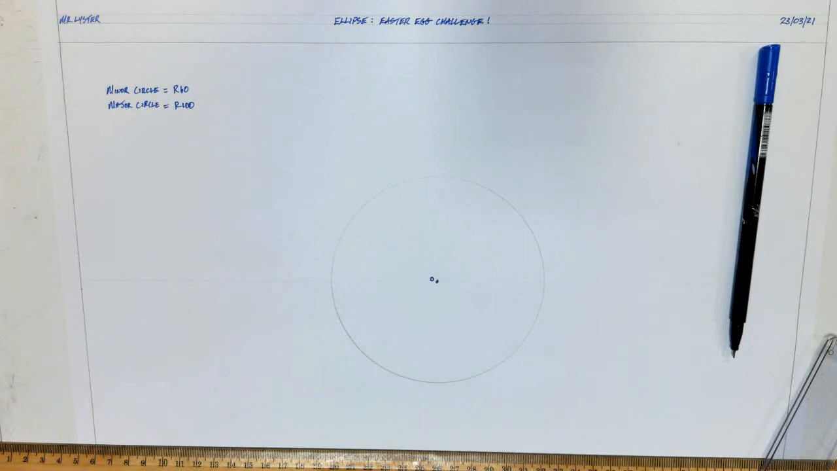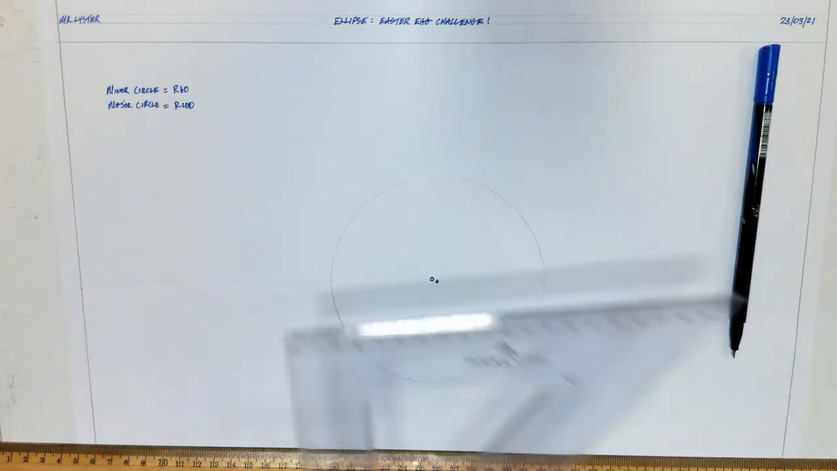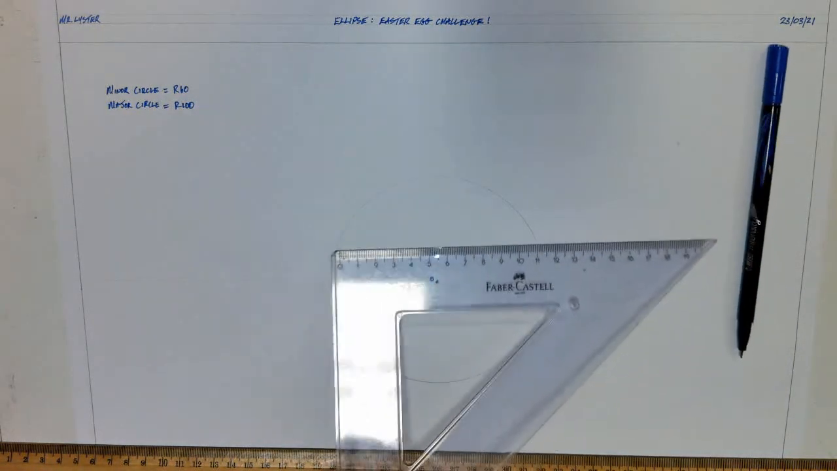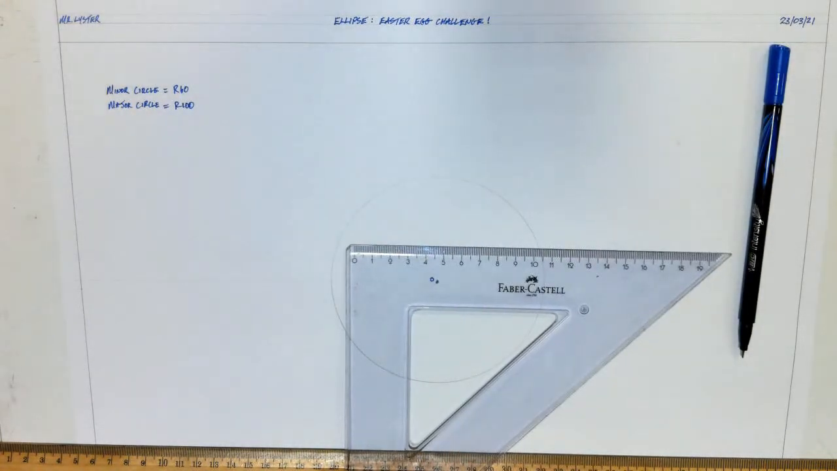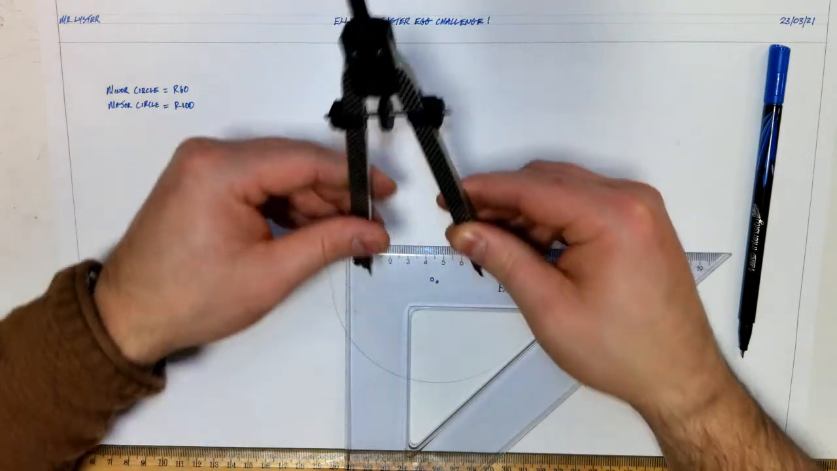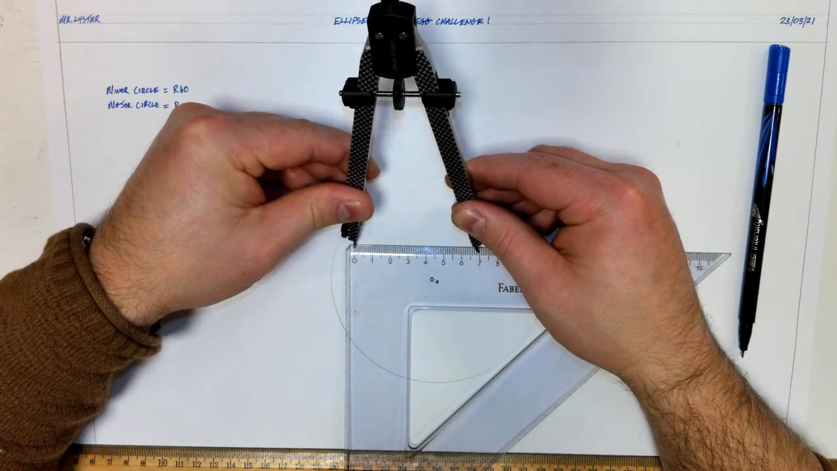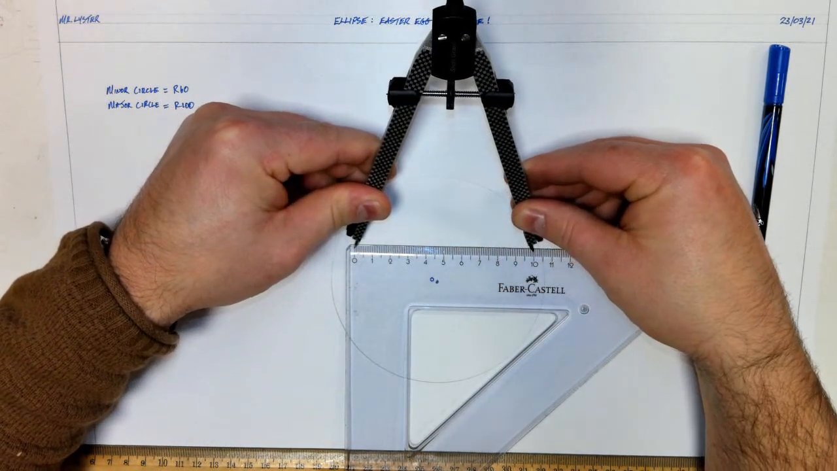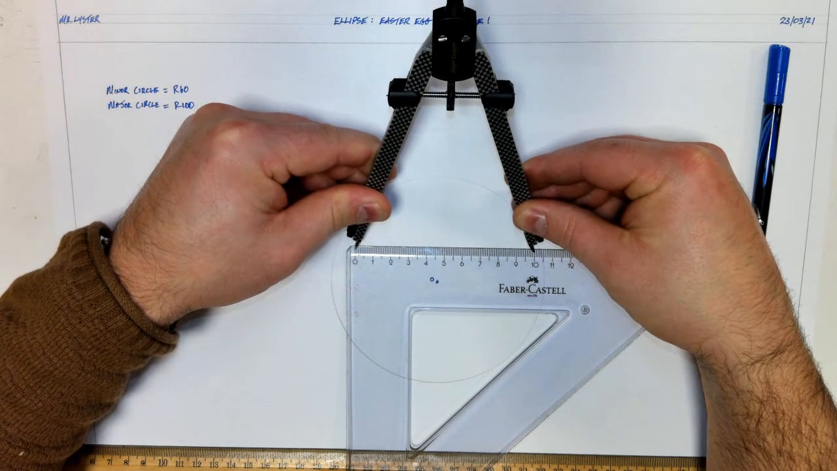Now I'm not going to write in "minor", because I don't want it influencing the detail of my ellipse when I draw it. Next I want to get the radius for the major circle. As we said, it's 100. I'm going to put the needle of my compass on 0 and stretch out to 100, which is 10 centimeters.